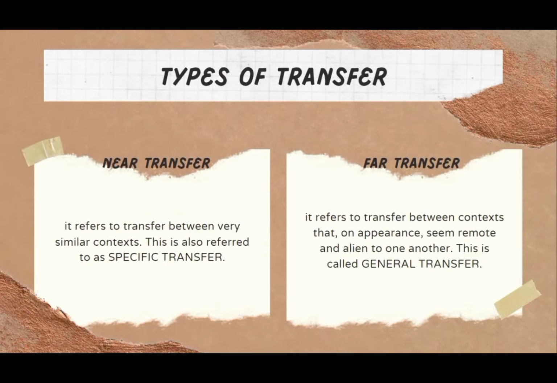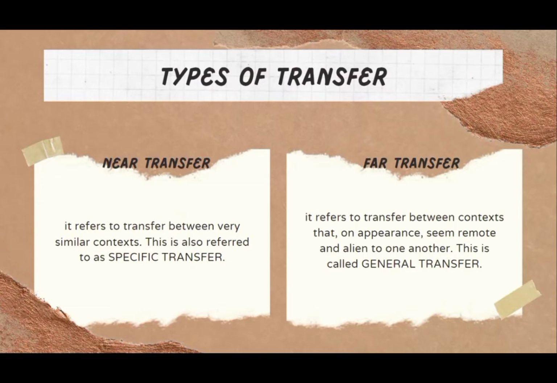Third is near transfer. It refers to transfer between very similar contexts. This is also referred to as specific transfer. For example, when students answer types of algebra word problems in an exam which are similar to what they had in their seatworks, or when a student is learning to use a new cell phone that is somehow similar to the one she had before.